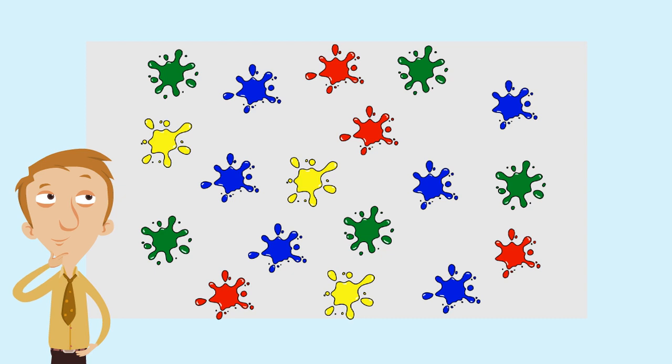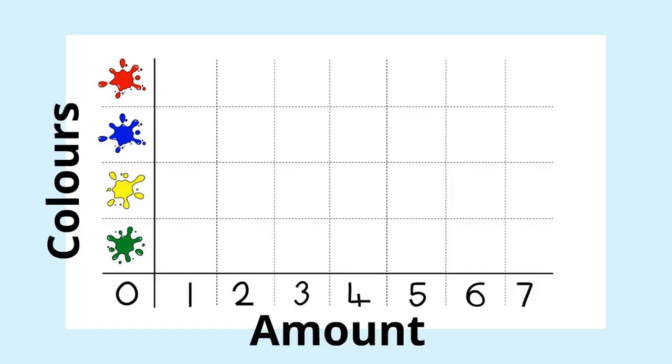Raw data is messy, like these paint splats here. It would be very hard to answer lots of word problem questions about these paint splatters when they're all mixed up. So instead, let's organize them into a pictogram. Draw a pictogram grid like this. The colors go down one side of the grid, and the numbers go along the other side.